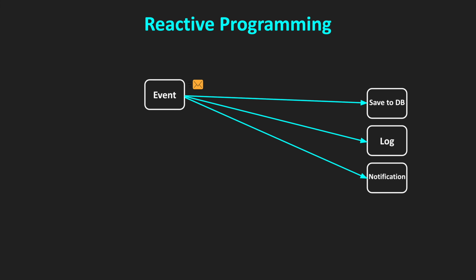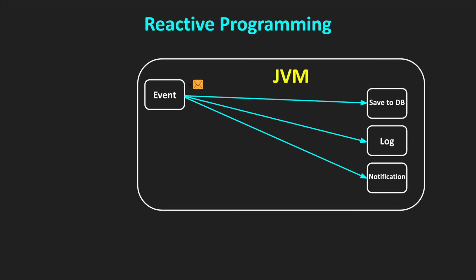Again, one of the ways that we can do that is event-driven architecture, which means that we can place an event bus such as Kafka in the middle, and we can publish all our messages to Kafka, and on the downstream side, these services, saving to the database, logging, and notification, can consume and process those messages. But what if we want to do that as a part of one JVM?